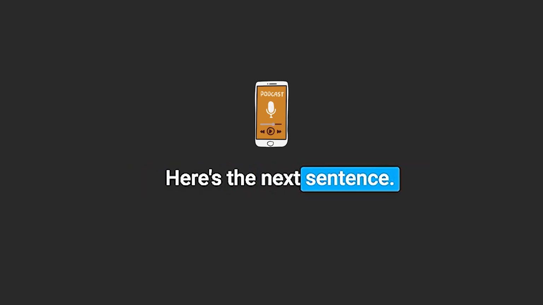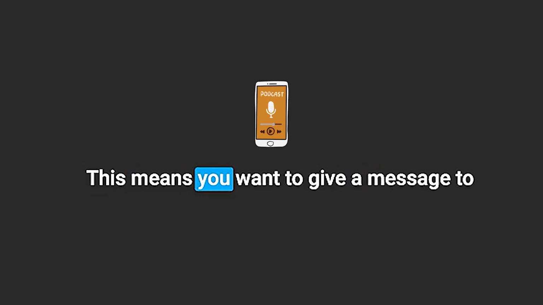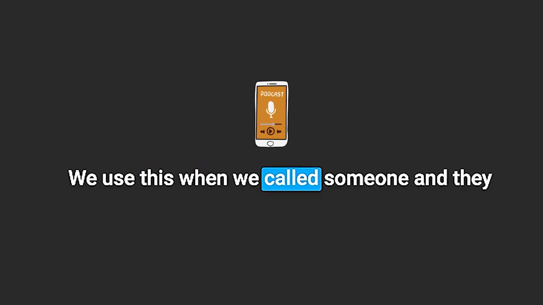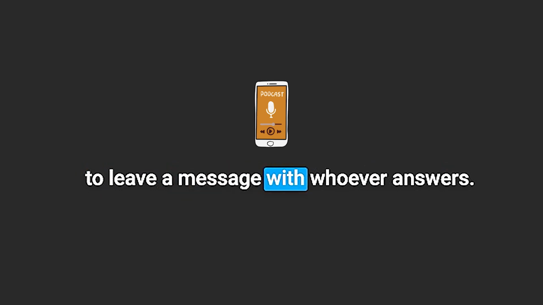Here is the next sentence. Can I leave a message for Mr. Smith? This means you want to give a message to someone, even though they're not available now. We use this when we call someone and they aren't there. They're not available. And we want to leave a message with whoever answers.